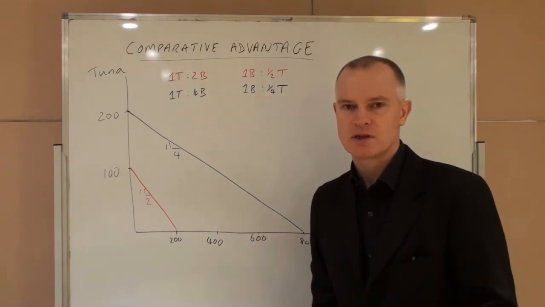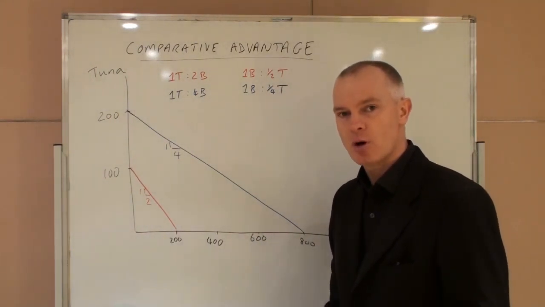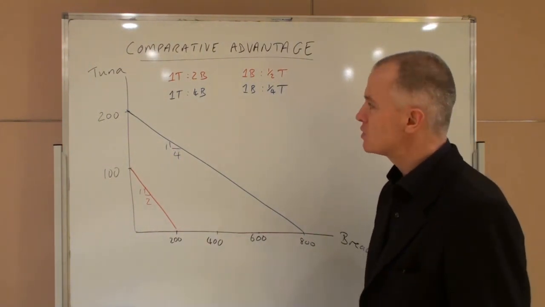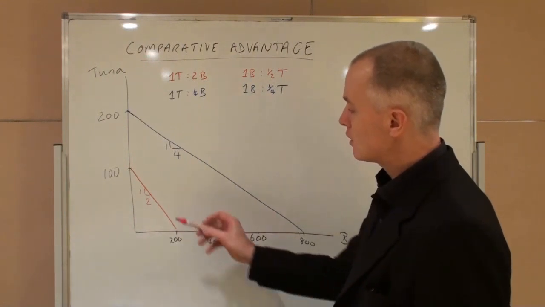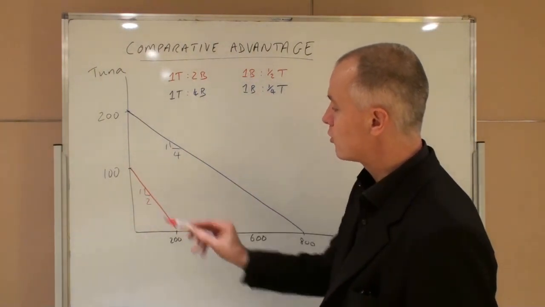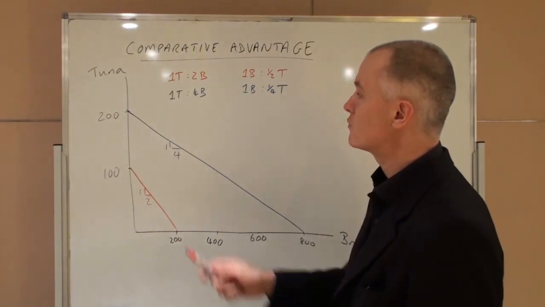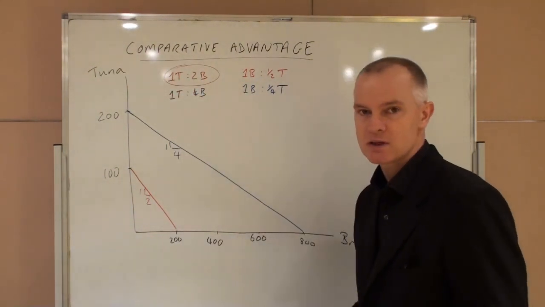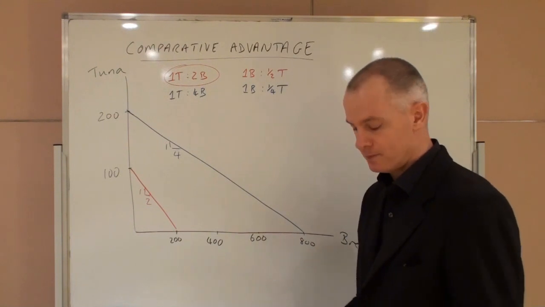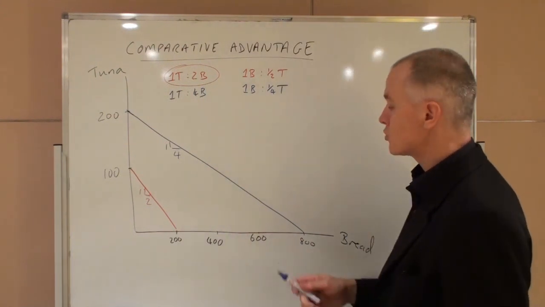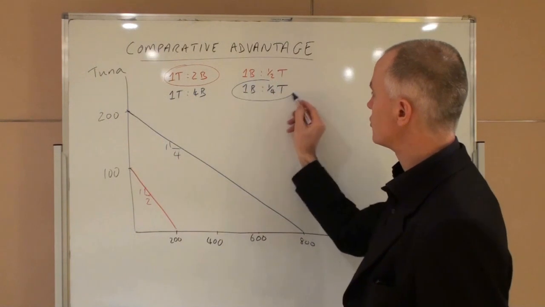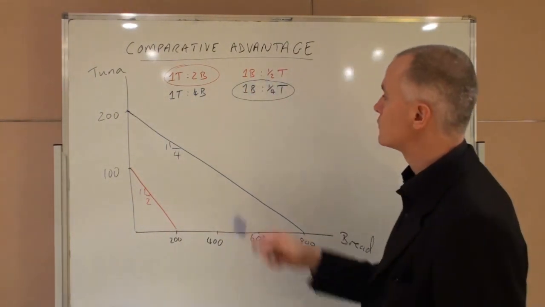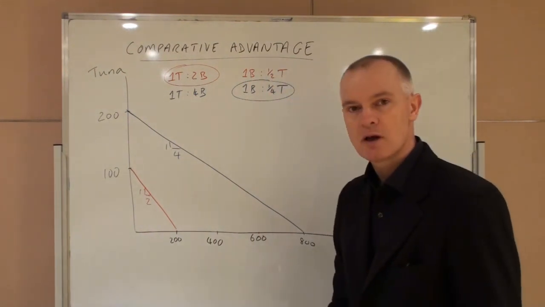Defining comparative advantage as the ability to produce at a lower opportunity cost allows us to see which countries enjoy such an advantage. The red country, at an opportunity cost of only 2 units of bread for 1 unit of tuna, has the lower opportunity cost and thus the comparative advantage in the production of tuna. The blue country has the comparative advantage in the production of bread, since the opportunity cost of 1 unit is only a quarter of a unit of tuna instead of half a unit, as in the red country.